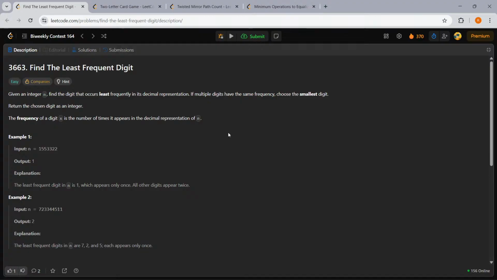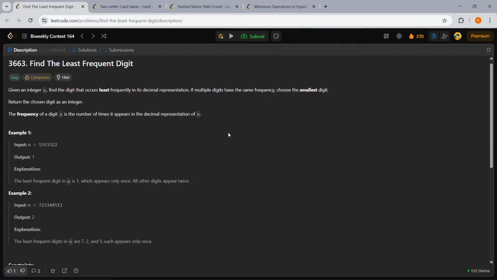It says, given an integer n, find the digit that occurs least frequently in its decimal representation. If multiple digits have the same frequency, choose the smallest digit. Return the chosen digit as an integer. The frequency of digit x is the number of times it appears in the decimal representation of n. So a number is given, and we have to find the digit which appears the least number of times in the decimal representation. So this is our question.